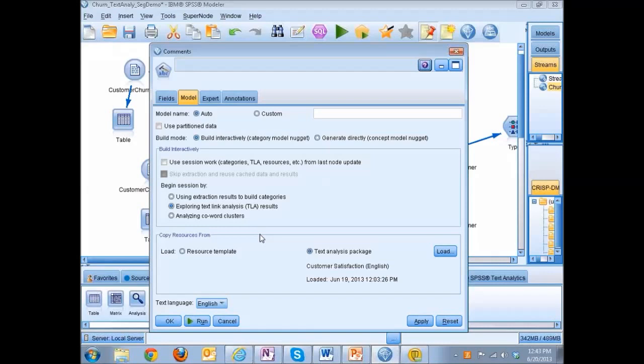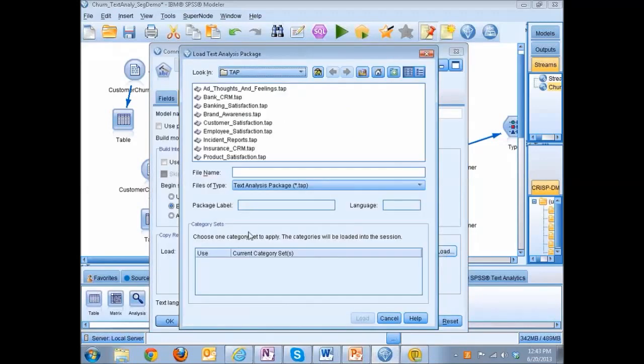So I'm going to leverage what's called a text analysis package, and I'll load this here so you can see. And these are packages that come with SPSS Modeler that IBM have built. And the one that I'm particularly interested in here is customer satisfaction, because I want to get sentiment from these customers, how they're feeling about our products and our services.